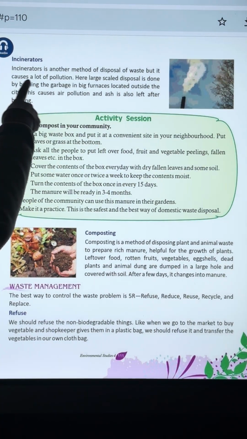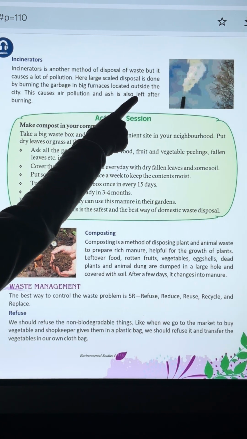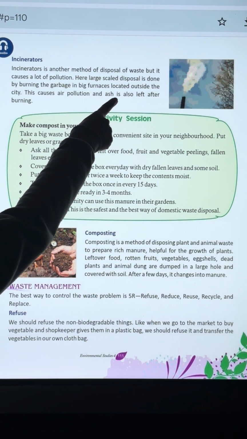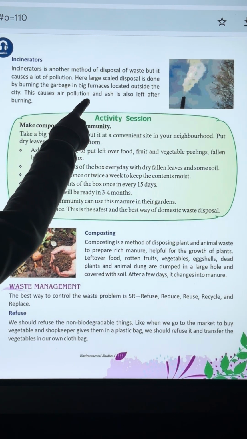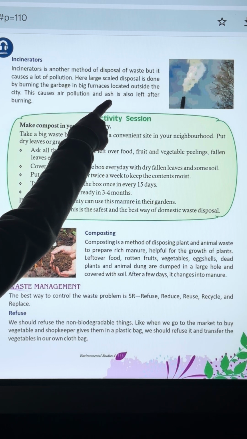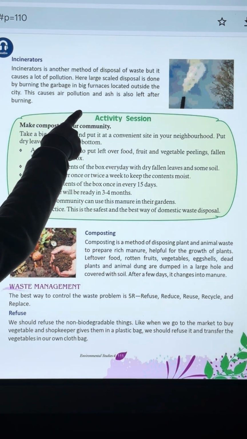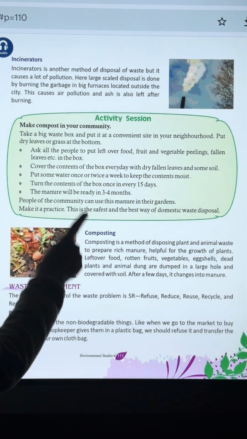Incinerators. Incinerators is another method of disposal of waste, but it causes a lot of pollution. Here, large-scale disposal is done by burning the garbage in big furnaces located outside the city. This causes air pollution and ash is also left after burning.